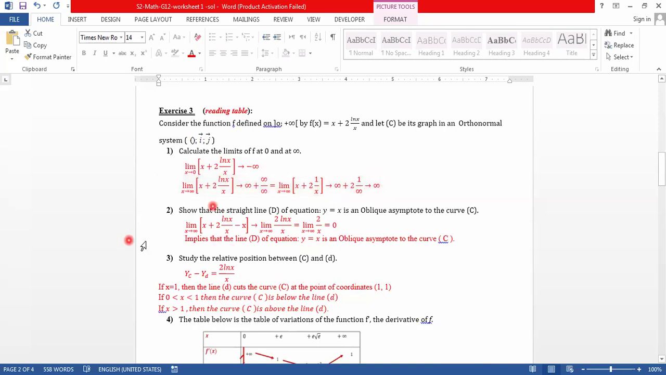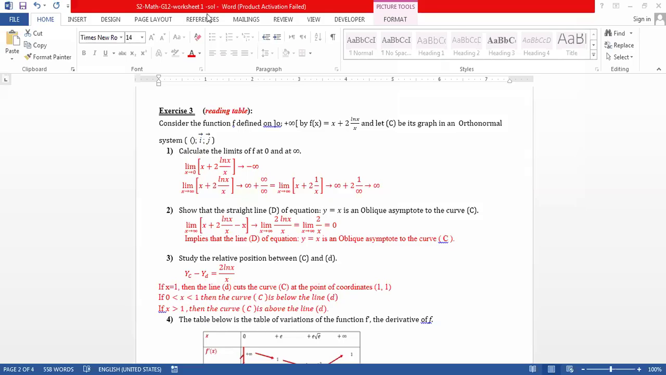Now we need to prove that the straight line y equals x is an oblique asymptote. How do we do this? First, we should find f of x minus y. And f of x minus y is 2 ln x over x. Now we need to calculate the limit when x tends to infinity. It should be 0. We've already calculated this using L'Hopital's rule. So 2 over infinity is 0. So y equals x is an oblique asymptote.